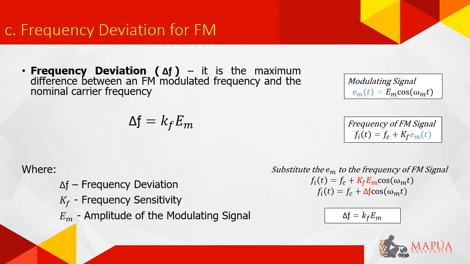Considering the modulating signal given by E sub m of t is equal to E sub m cosine of omega mt, and the frequency of the FM signal given by F sub i of t is equal to F sub c plus K sub f times E sub m of t. Substituting the modulating signal into the frequency of the FM signal will produce an equation where the product of the frequency sensitivity and the amplitude of the modulating signal is the frequency deviation.